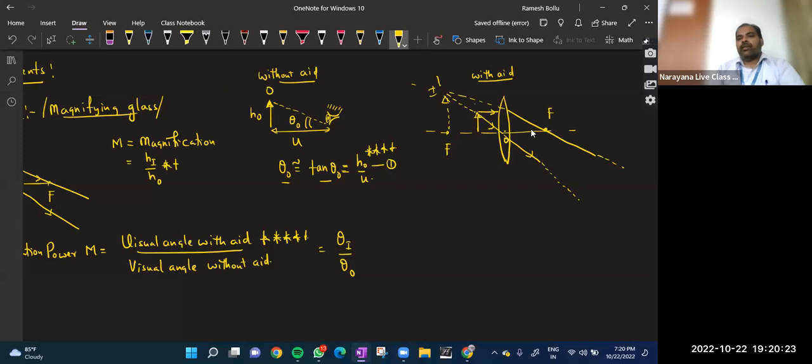Understood? Here is the object, by adjusting the position of the object and convex lens. You are watching here. You are an observer. You are watching the image, right? By adjusting the position of the object, students, the image can be formed at how many places? Image can be formed at infinity. If the final image is formed at infinity, that point is called the normal adjustment position, students. What is that? Normal adjustment position. I will tell you. That is called the least strain position. Normal adjustment or far point.